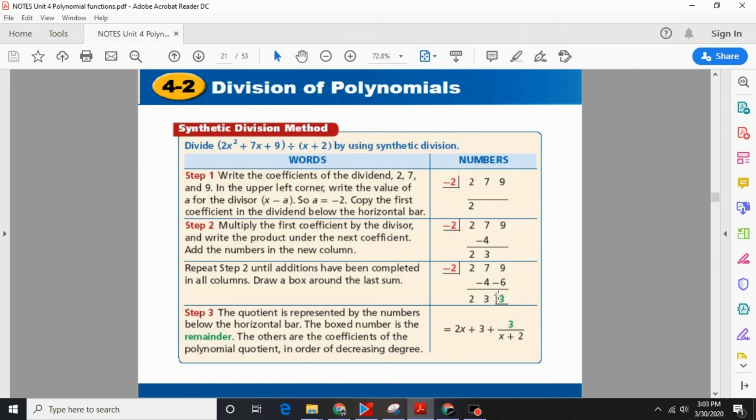Now this very last column, you see the other half of the box, this is your remainder. And so what you're left with, these numbers here represent 1 degree less than the original. So we started off with x squared, so we're going to go 1 degree less, which is a linear factor. And so this is 2x, since that 3 is positive, plus 3, and then plus, it's best always to use plus, the remainder 3, which is right here, divided by the original divisor, which was x plus 2.